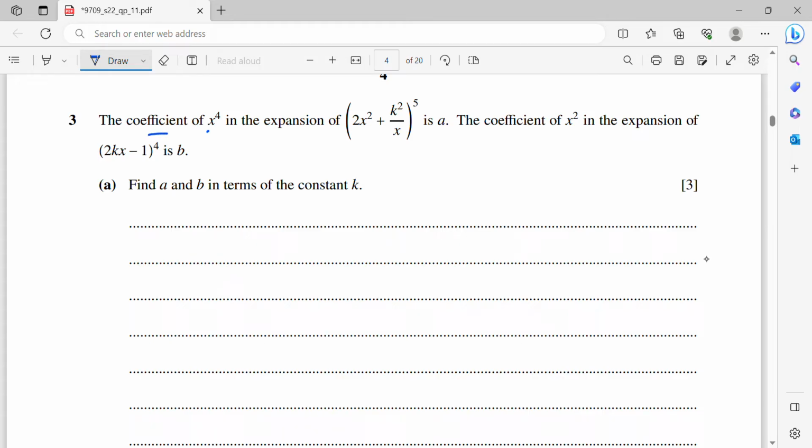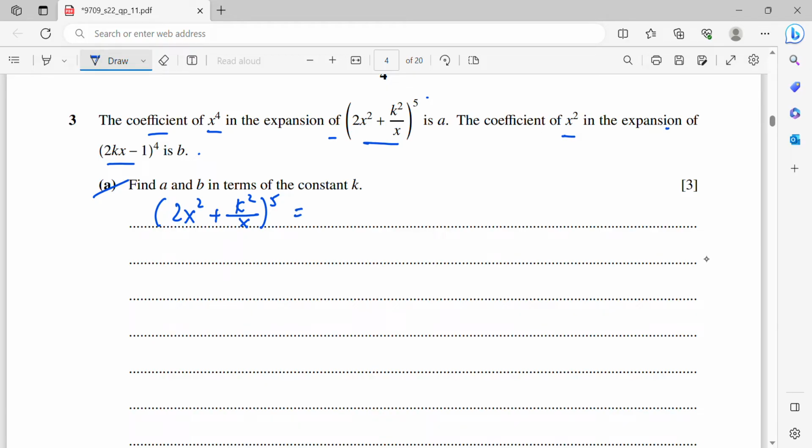The coefficient of x^4 in the expansion of (2x² + k²/x)^5 is a. The coefficient of x² in the next expansion is b. Find a and b in terms of k. Alright, so from here, (2x² + k²/x)^5.